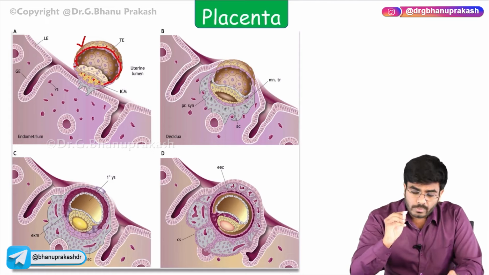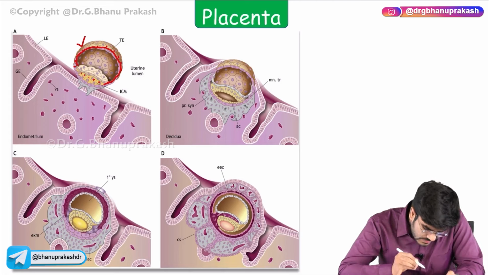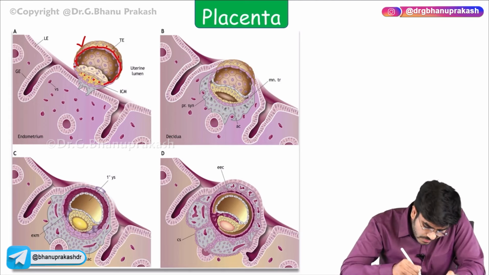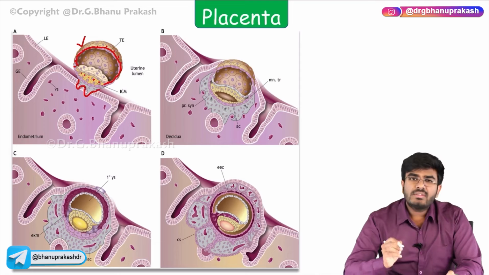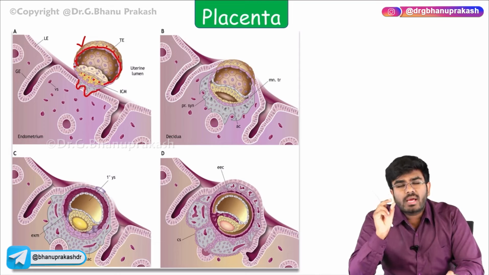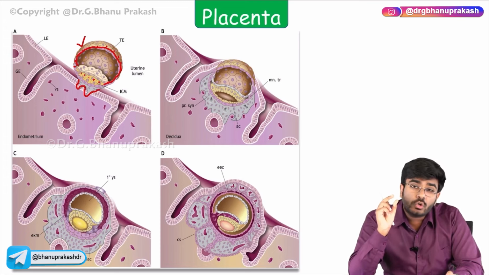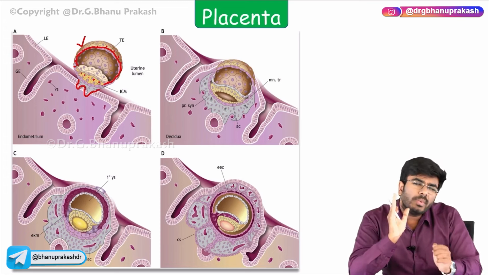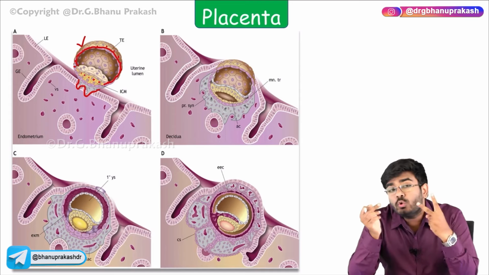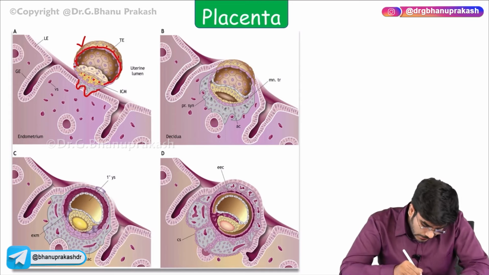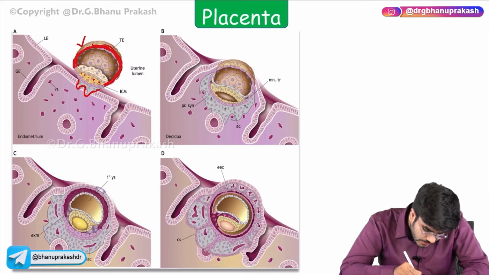What I want to put into your mind is, see, there is this part of trophoblast which is invading into the myometrium, this part. That part of trophoblast is known as syncytial trophoblast. So, how many types of trophoblast are there? There are two types of trophoblast. See, this trophoblast is known as cytotrophoblast. It is actually made up of cells. This is the cytotrophoblast. This trophoblast is the syncytial trophoblast.